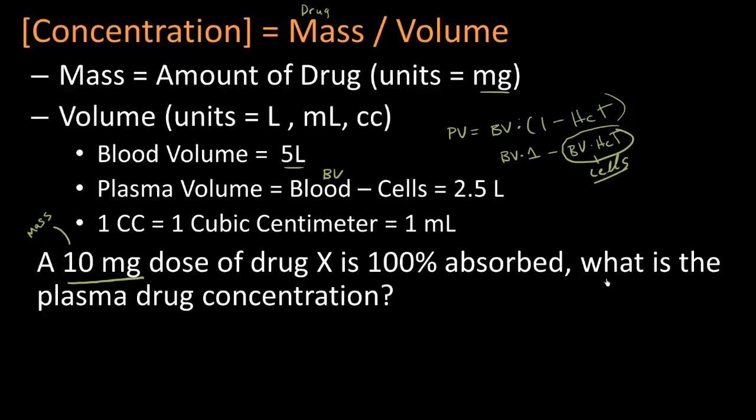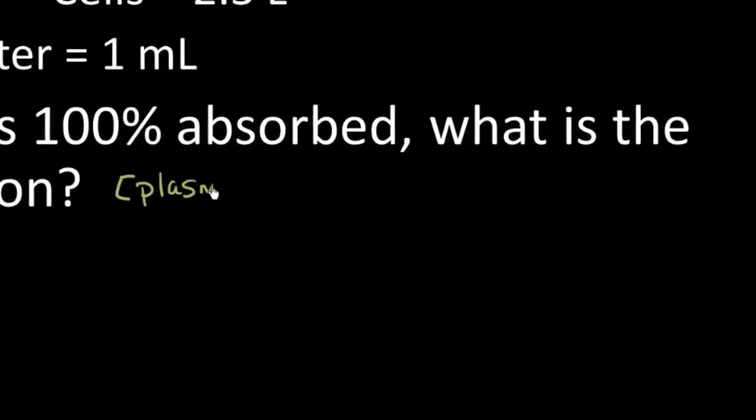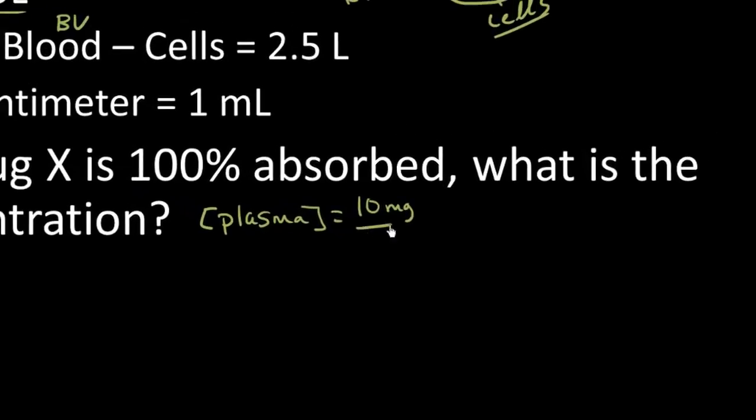So what we want to do is figure out the plasma drug concentration. The concentration in the plasma is equal to the mass over the volume. So what is the mass? Well, the mass is the 10 milligrams of drug that I gave. And what is the volume? Well, we just said the volume of the plasma is 2.5 liters. So overall, I get a concentration in the plasma of 4 milligrams per liter. And we're going to come back to this number on the next slide.